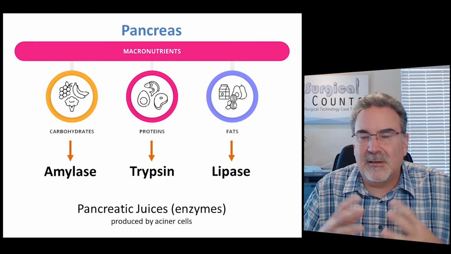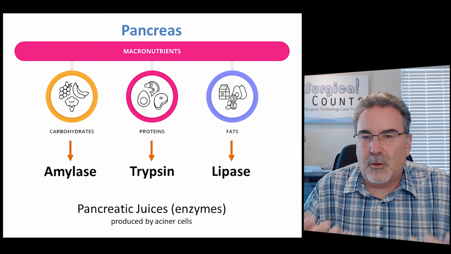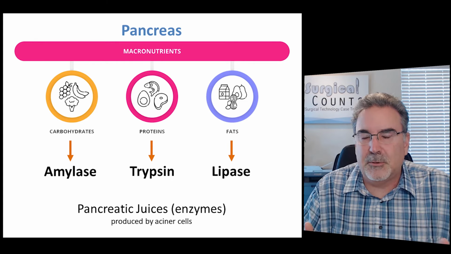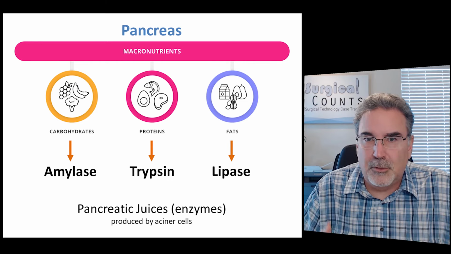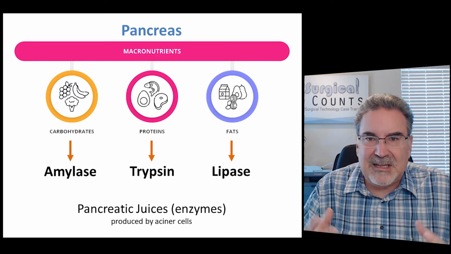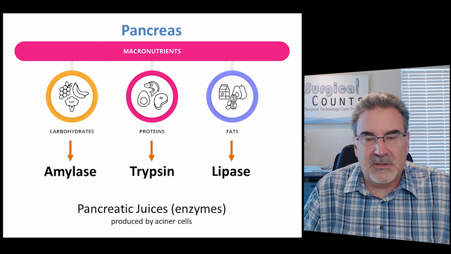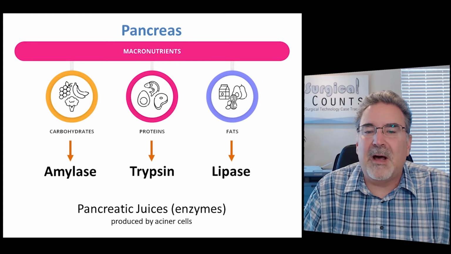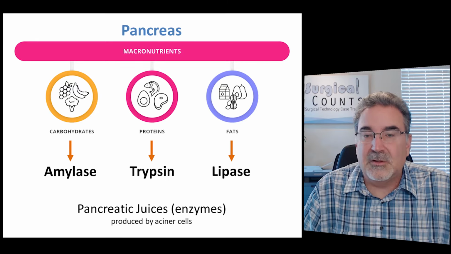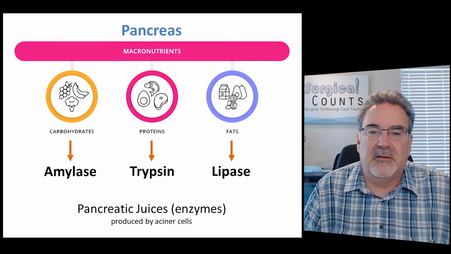Now, you don't necessarily need to know those fancy terms for all these enzymes that the pancreas produces. Just know that the pancreas produces these enzymes, and together they're considered the pancreatic juices, and these pancreatic juices, these enzymes, are produced by acinar cells. Those are the exocrine cells in the pancreas.